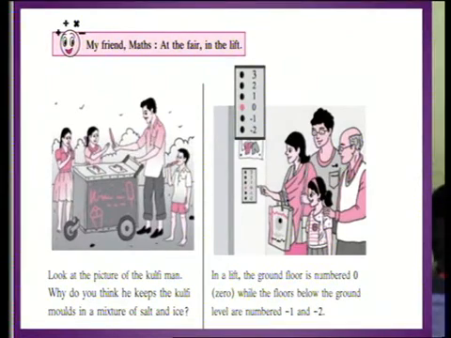As you see in the next slide, under the title My Friend Maths, a student from an urban area can watch the negative numbers on the plate of a lift, which denote the floors. But if the student belongs to a rural area, he can imagine the negative number by asking a question to the kulfi wala.